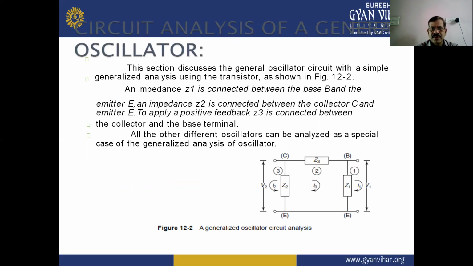Circuit analysis of a general oscillator. Here is a generalized oscillator circuit analysis. This section discusses the general oscillator circuit with a simple generalized analysis using the transistor, as shown in this figure. An impedance Z1 is connected between the base B and emitter E in this circuit diagram, and impedance Z2 is connected between the collector terminal C and emitter terminal E.